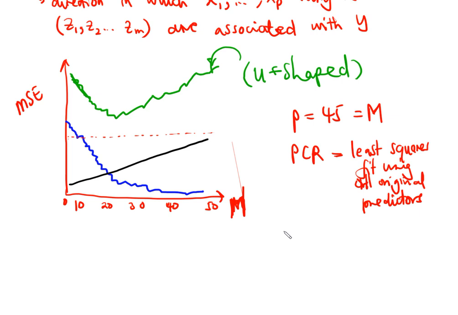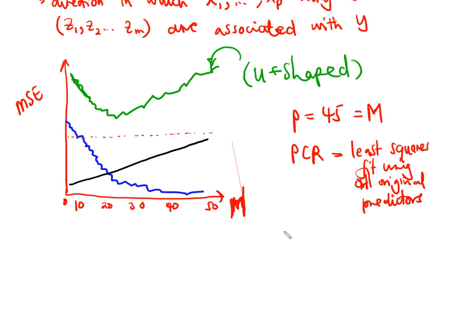So here it's a matter of choosing the right M. And you can choose the right M using cross-validation. So you test M equal to 10, M equal to 15, M equal to 20, M equal to 30, M equal to 40, and then you see which one gives you the lowest MSE.